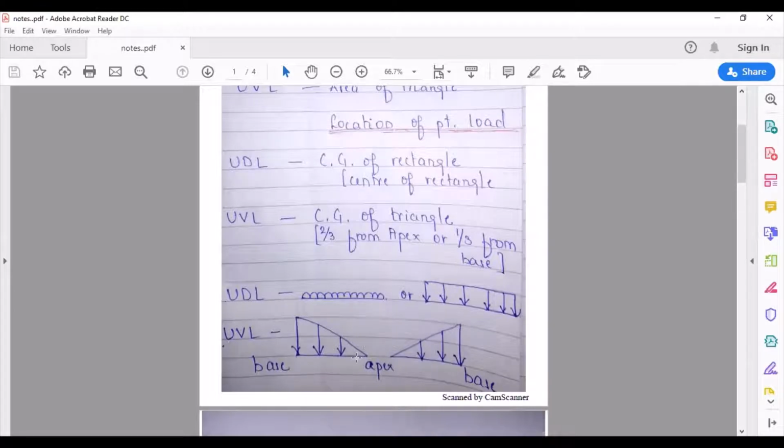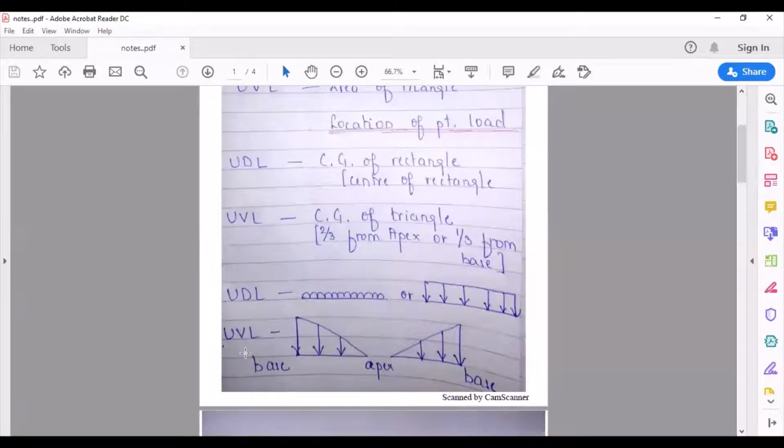Now, in this UVL, since the loading is represented in the form of a triangle, we need to understand the components of the triangle. In a triangle, they are given with apex and base. Apex is the pointed edge of the triangle, whereas the other end is called the base. You can easily remember this by taking the example of your feet: the toe represents the apex, whereas the other end represents the base.